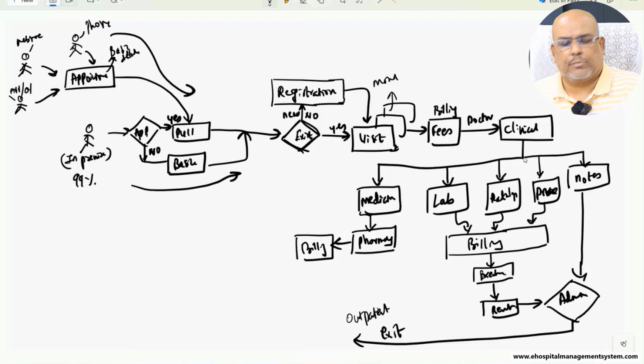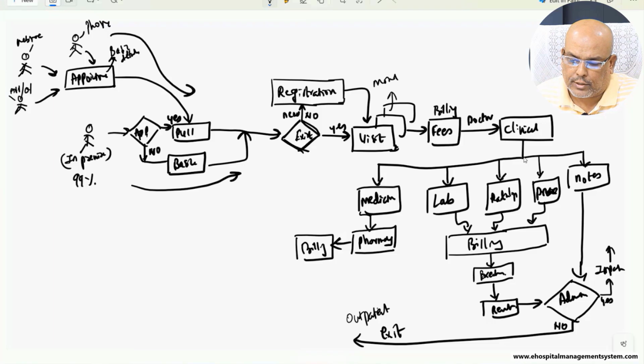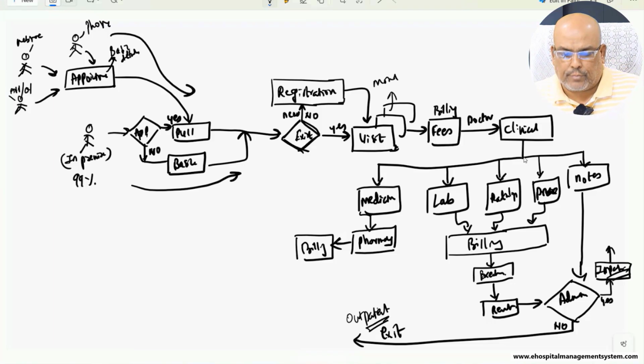An outpatient is a person who comes to the hospital that day and exits the hospital the same day. But if he says no, you have to get admitted, then you become an inpatient. If this is yes and this is no, then you become an inpatient, and an inpatient has a different flow altogether. Remember, my handwriting is too bad out here. So these are the two important types of patients, inpatient and outpatient, right? So that's what the important flows are.